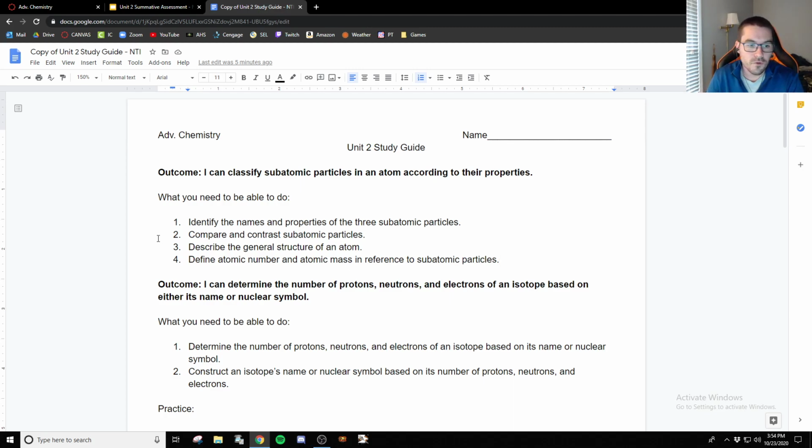So for each topic, I have a list of things that you need to be able to do. So for topic 1 on classifying subatomic particles according to their properties, you need to be able to identify the names and properties of the 3 subatomic particles, protons, neutrons, and electrons, compare and contrast them, describe the general structure of an atom, and define atomic number and atomic mass in reference to those subatomic particles. That would mean knowing that the atomic number is the number of protons and that the atomic mass is the number of protons plus the number of neutrons.